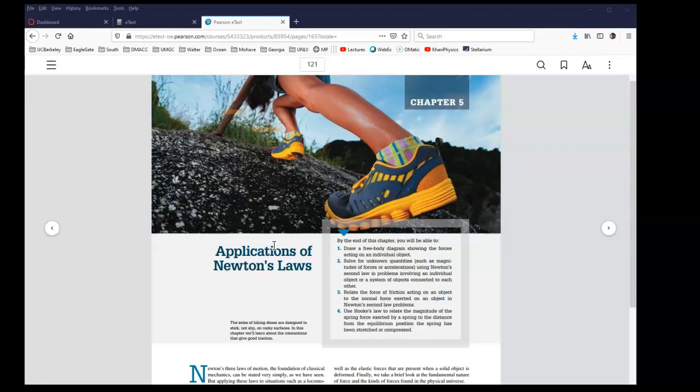The first law is the law of inertia. The second law is a mathematical law, F equals ma. And then the third law is the law of action-reaction, which is for every action there is a reaction.